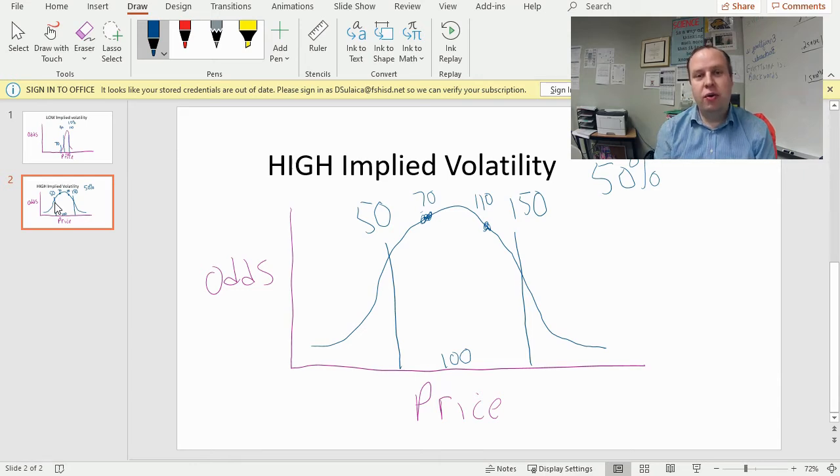So you could fiddle around with low and high implied volatilities and fiddle around with the strike prices in order to get the ideal premium you want for that situation.